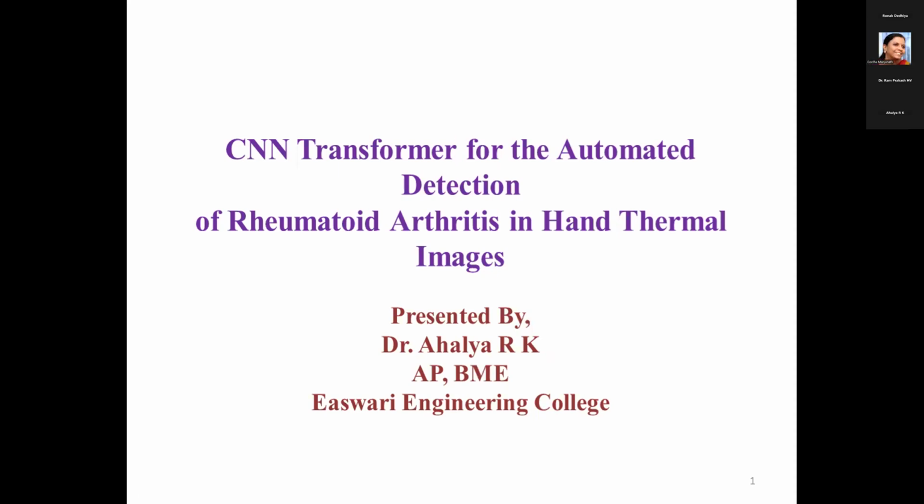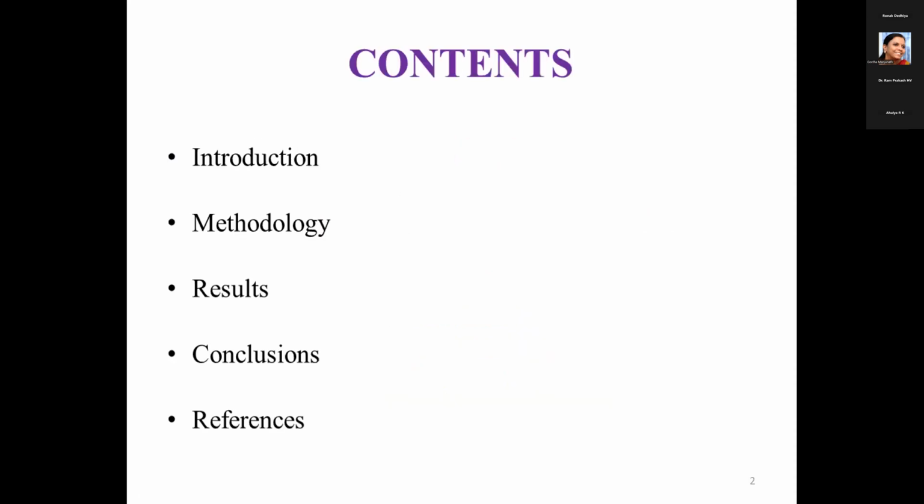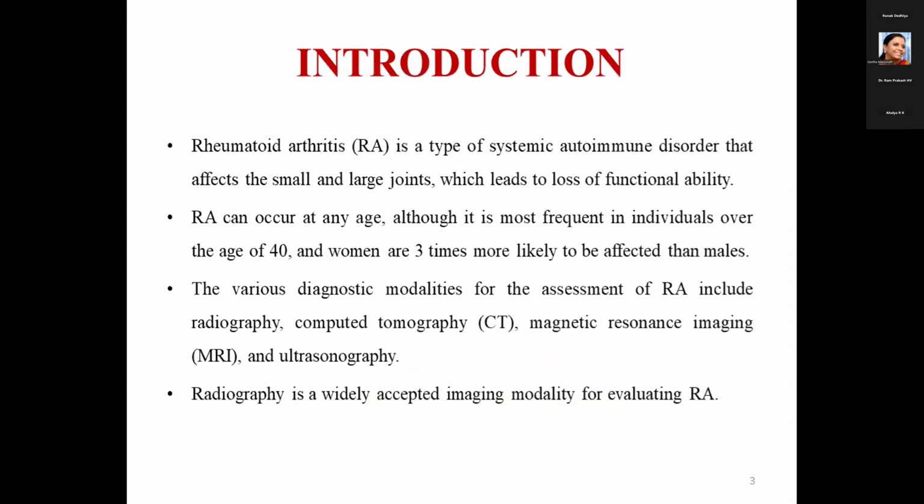So the topic, good evening, everyone. So the topic of today's session is CNN transformer for the automated detection of rheumatoid arthritis in hand thermal images. So these are the contents of the session. So coming to the introduction of rheumatoid arthritis, it is a systemic autoimmune disease. Autoimmune means our immune system itself affecting our body. So it affects the small and large joints and which leads to loss of functional ability.